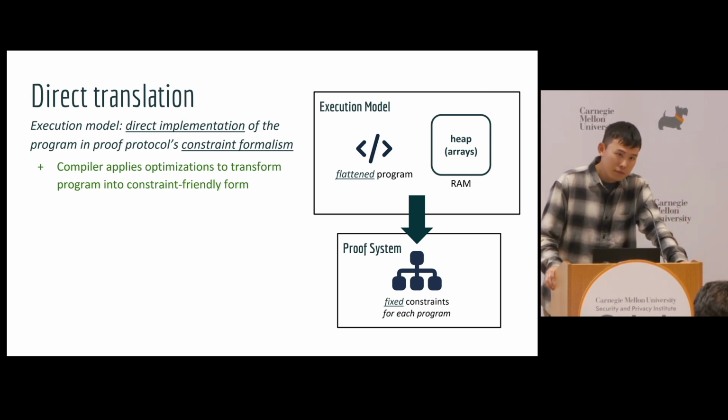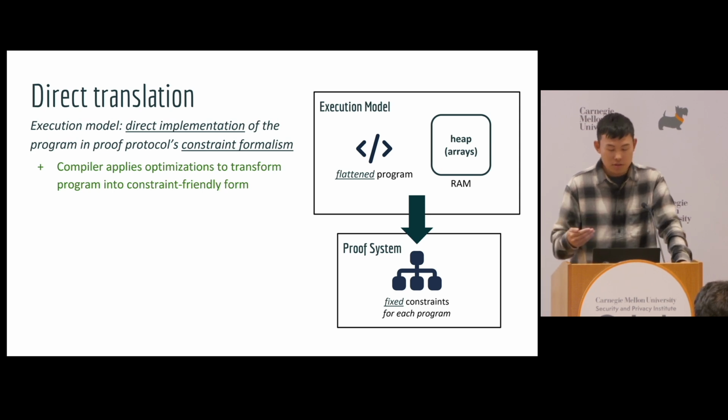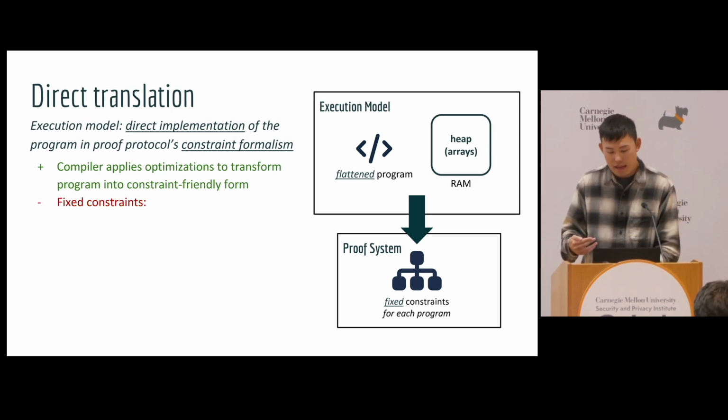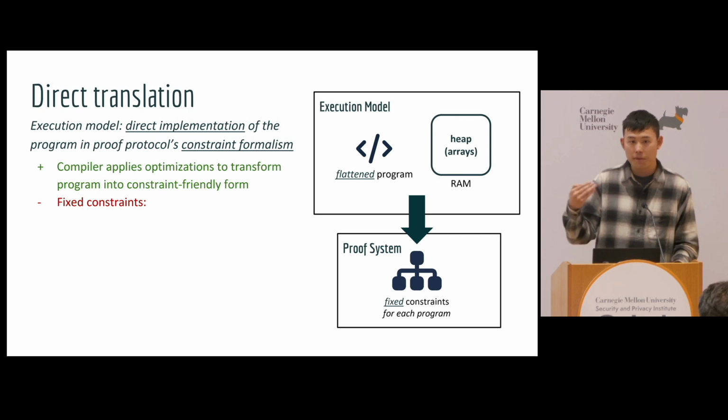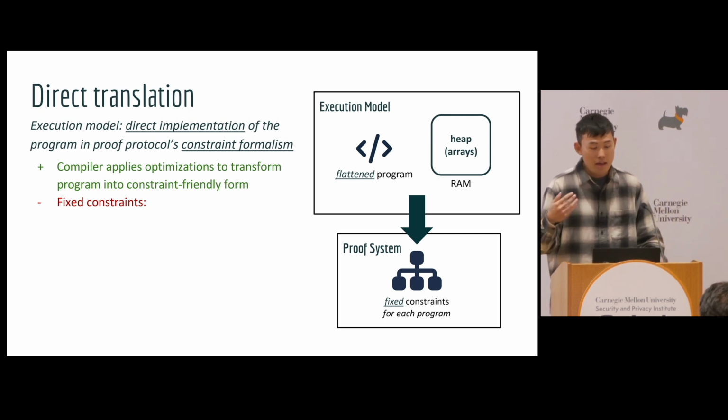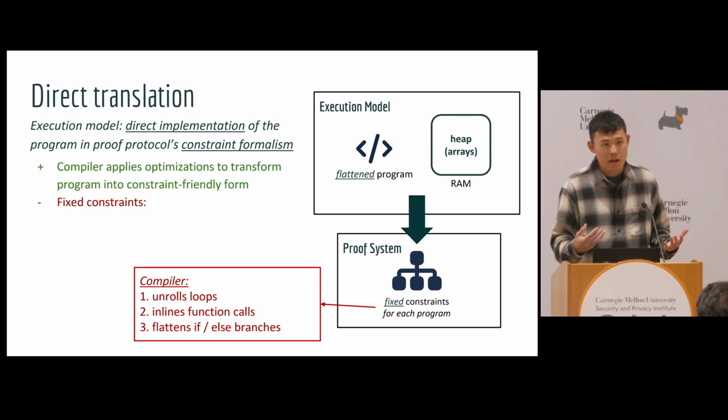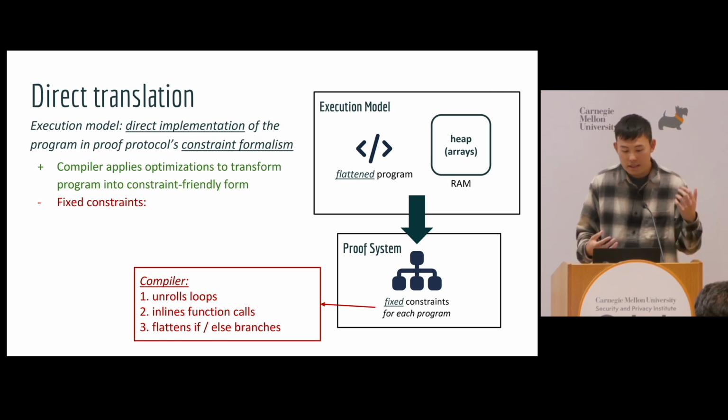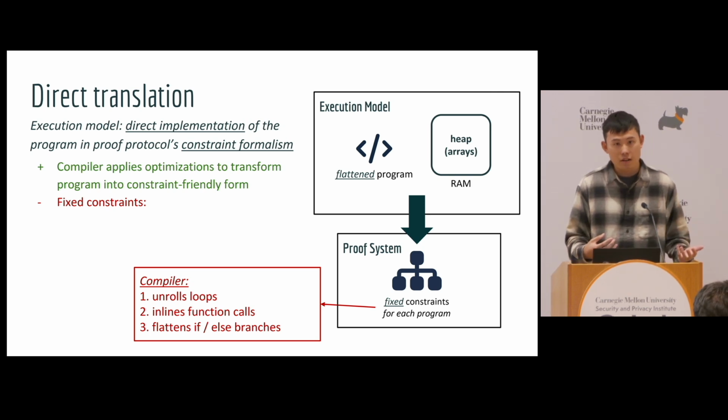However, the downside of direct translators is that these constraints need to be fixed at compile time and have to take into account every possible execution path of the program. In practice, to produce them, the compiler will have to unroll all of the loops, inline all the function calls, flatten all of the if-else branches.